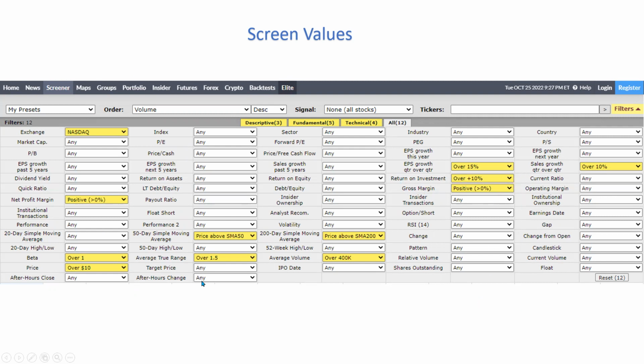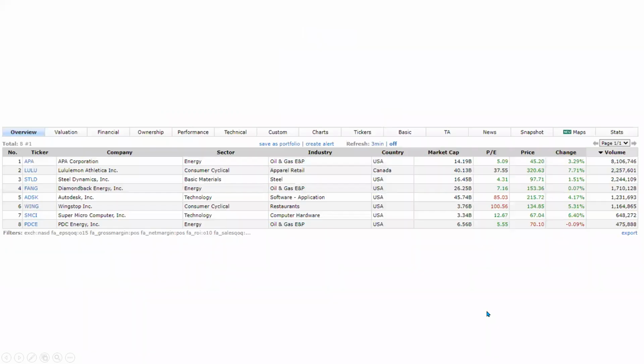If I run this against all of the stocks in the NASDAQ, then what we see is that it shows you the results, and it defaults to this overview tab. What I've done is reorganize this by clicking volume, so I want to see it in descending volume. This shows me the more institutional level stocks at the top, and then it works its way down to the smaller ones. We can see that the lowest one that qualified trades 475,000 shares.